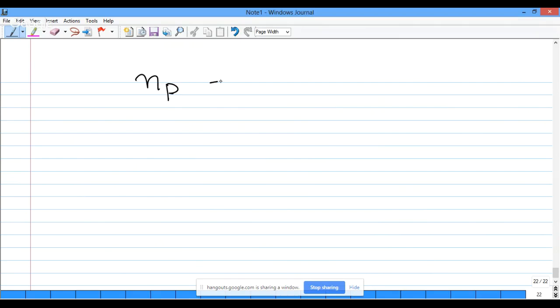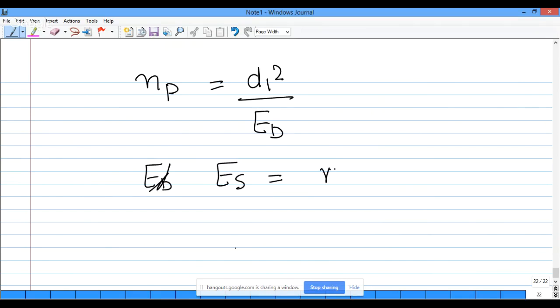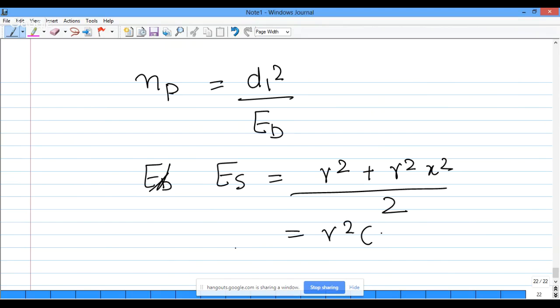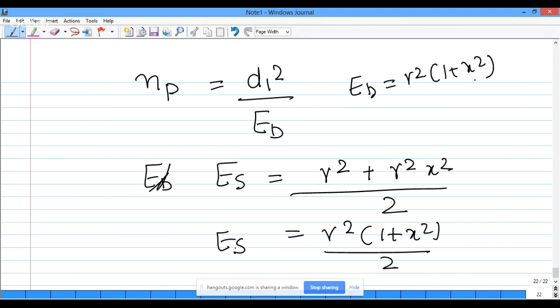So power efficiency is d1 squared by Eb. And what is bit energy? Before finding out the bit energy, let me find out the symbol energy. Symbol energy in this case is (r squared plus R squared x squared) by 2 if all the signals are equiprobable. From this I get the average signal energy, and from this average bit energy can be obtained as r squared (1 plus x squared) by 2 divided by 3, because per symbol there are 3 bits, thus I need to have this factor of 3 in here.